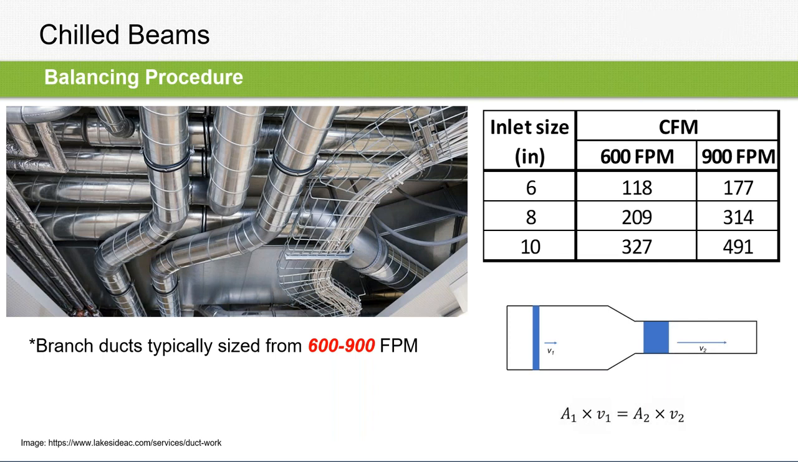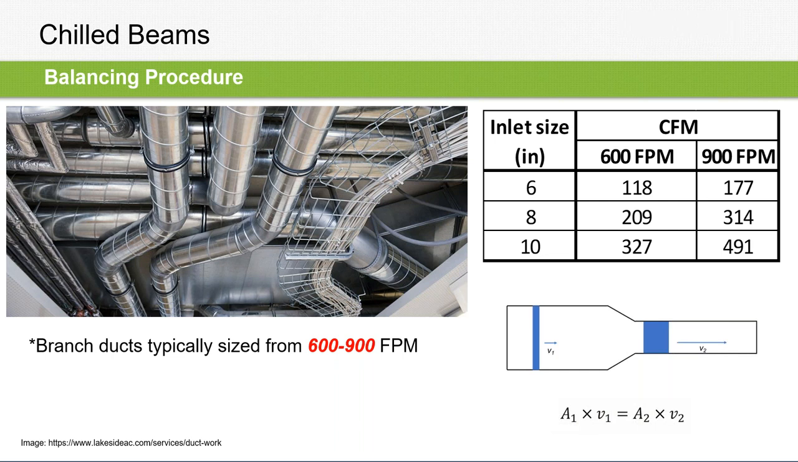Just to follow up on that point, typically you want to stay between 600 and 900 feet per minute. So a 6-inch ductwork is going to leave you between 120 CFM and 180 CFM. That's the range you're going to need to stay in at a 6-inch inlet. Compare that to many selections that we see with chilled beams, where we could be down to 50 CFM through that 6-inch ductwork. So you're going to be well below the 500 feet per minute that you want to see. It can be pretty difficult to get an accurate reading with that traverse.